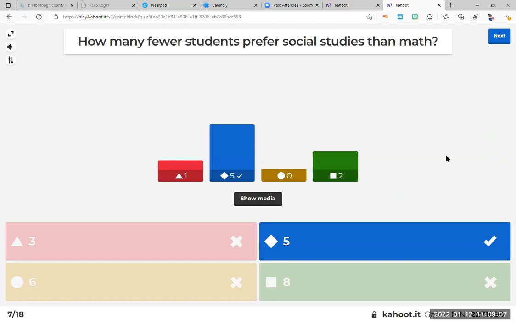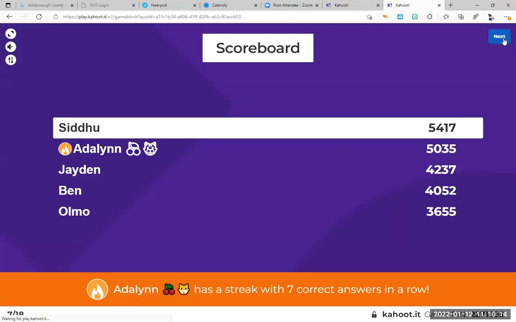Yes, I do too. So 7 math, 2, is it 7 minus 2? Yeah, 7 math minus 2 social studies. I think that was the problem. 7 minus 2, 7 fingers take away 2, 5 extra math. All right, here we go.